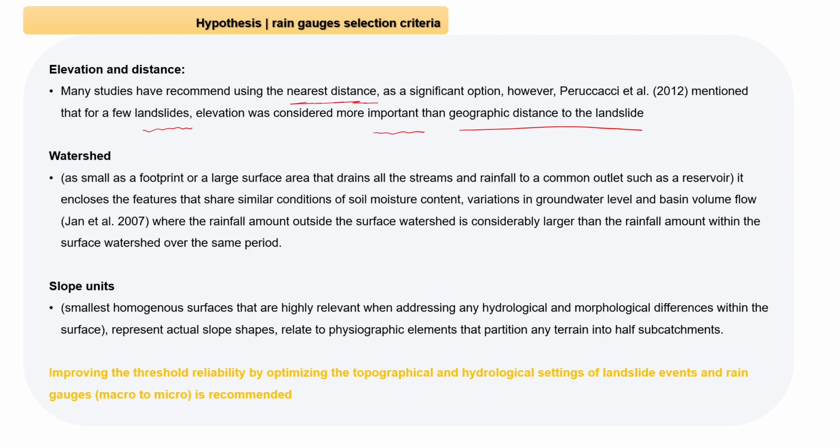Also the slope unit. As for the slope unit, we have the tool that we developed in a different course, we call the Lagriso. That is what we will use here actually, but it will be embedded within the filters. So the slope unit is the smallest homogeneous surface that is highly relevant when addressing any hydrological and morphological differences within the surface.